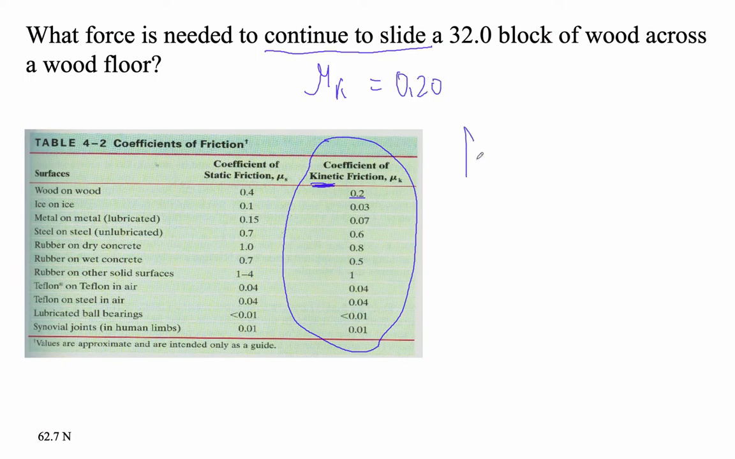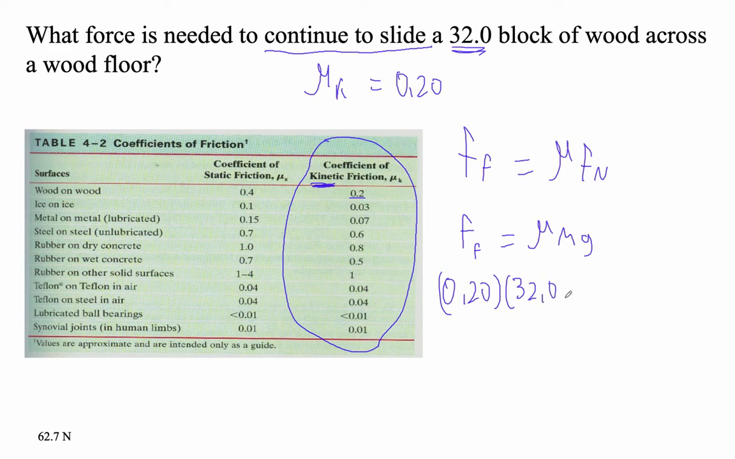Okay. So our force of friction is mu times the normal force, which ends up on a level surface being mu times m times g. So that equals 0.20 times, what is it, 32 is our mass. And g is 9.8. Okay, so 0.2 times 32 times 9.8. And I get 62.72.